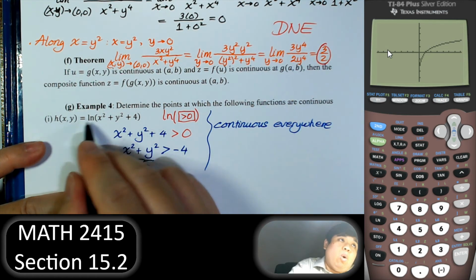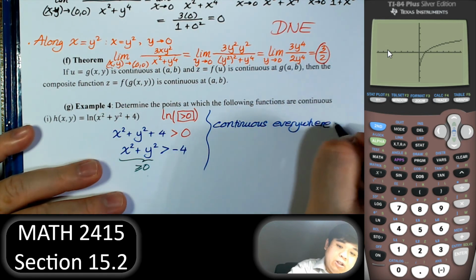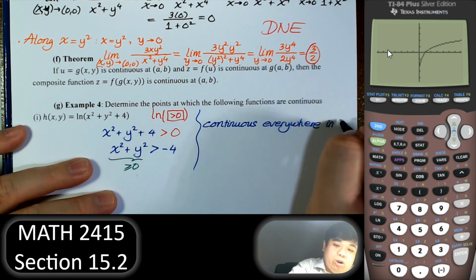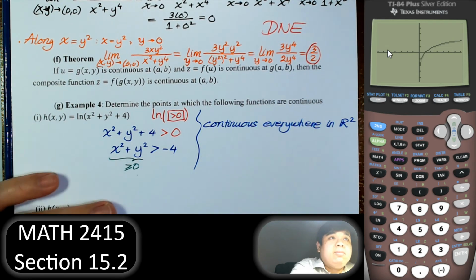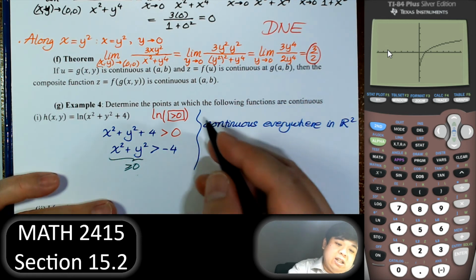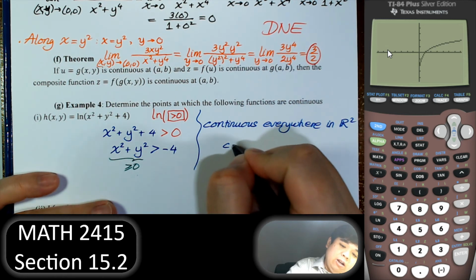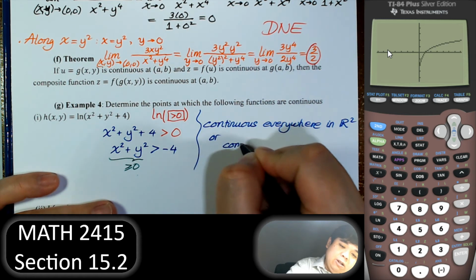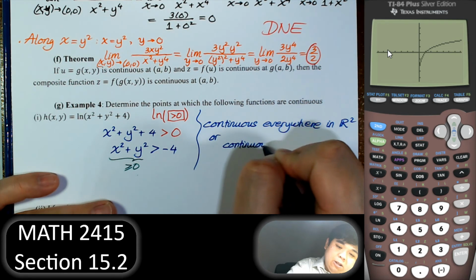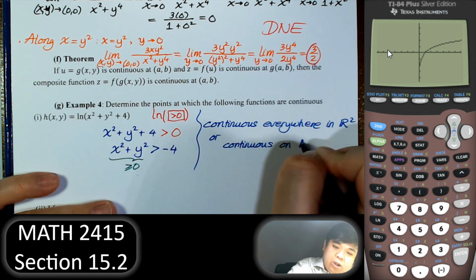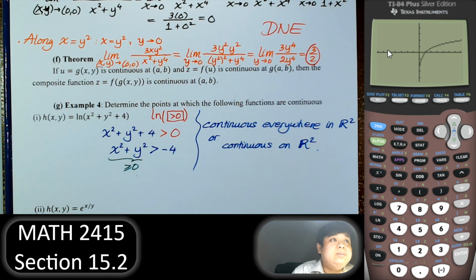And we have x and y, meaning anywhere in R2, two variables. So we just say it is continuous on R2. Simple enough.